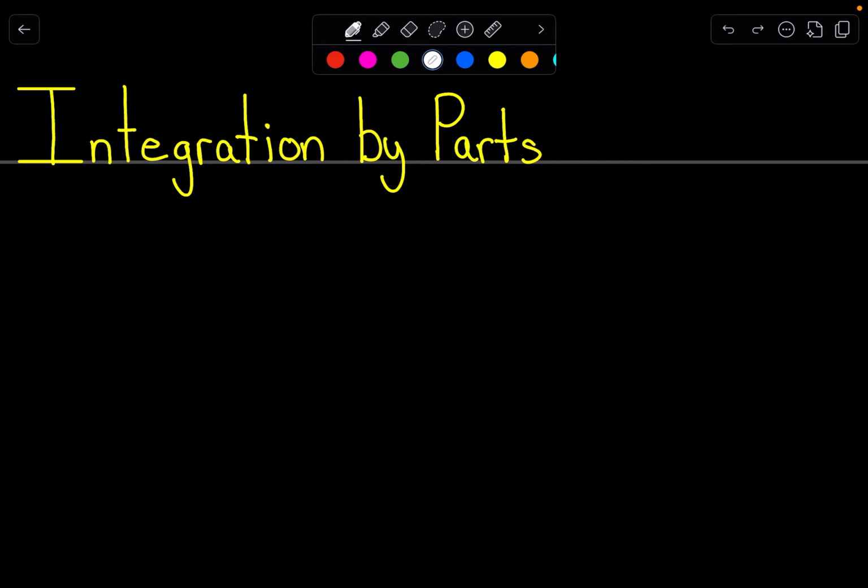All right, so welcome to your next integration technique that we're going to learn. It's another foundational technique that we're going to need to use probably throughout the rest of this class, and if you go on to take any sort of multivariable calculus course where you're doing integrals again, then integration by parts is just a pretty foundational technique that we're going to need to have in our toolkit.